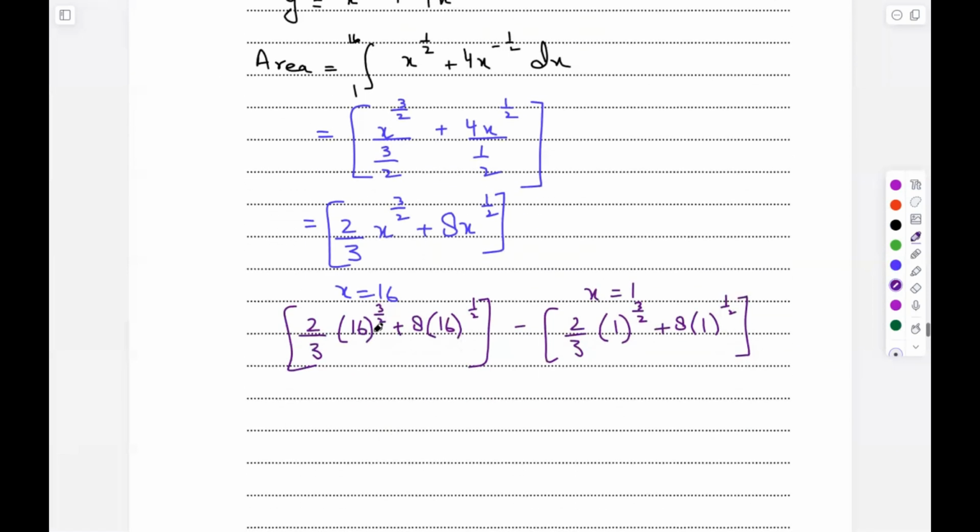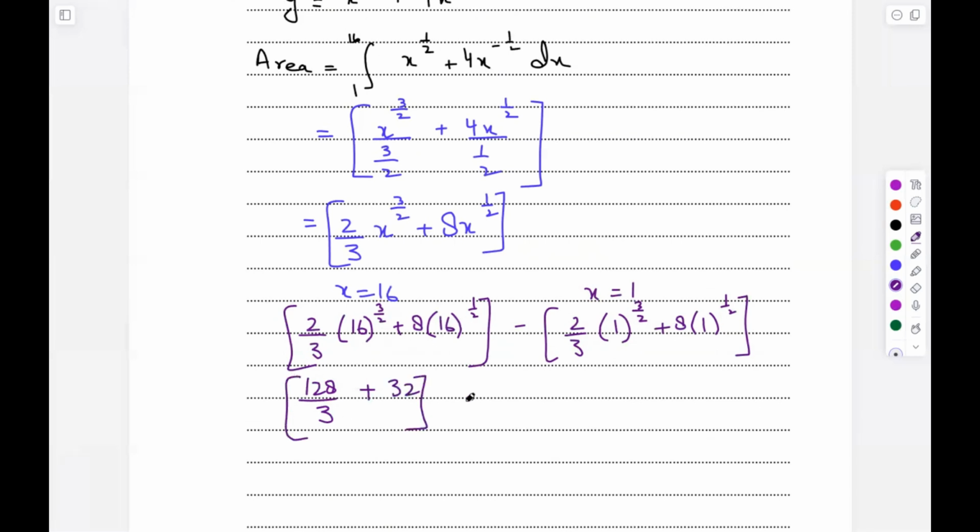So 16 square root is 4, and 4 cubed is 64. So 64 times 2 will become 128. So this will be 128 upon 3 plus 8 times square root of 16, which is 4. So that will be 32. And we'll have to subtract it from 2 upon 3 plus 8.